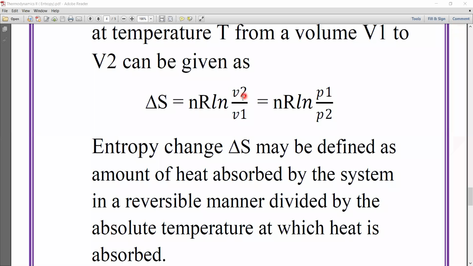V2 is the final volume and V1 is the initial volume. And if pressure is given, तो उसमें थोड़ा चेंज करना, V2 upon V1 अगर वॉल्यूम के लिए है, और अगर प्रेशर चेंजेस है तो P1 upon P2 आता है. हमने देखा है कि अकॉर्डिंग टू बॉयल्स लॉ P1 V1 is equal to P2 V2. तो V2 upon V1 equal to P1 upon P2. According to Boyle's law, we have seen in the expression for work done in isothermal reversible process. And V2 upon V1 equal to P1 upon P2. So nR ln P1 upon P2.